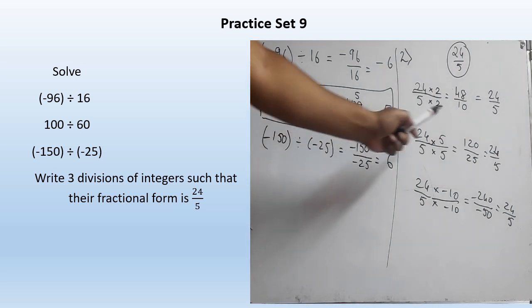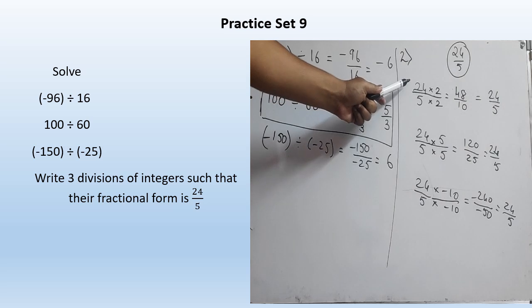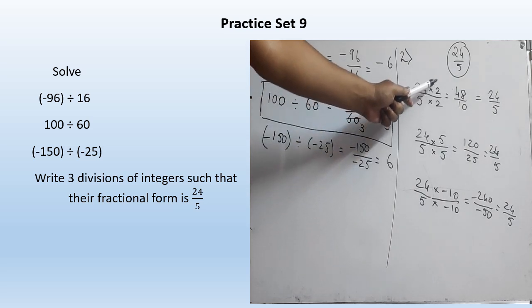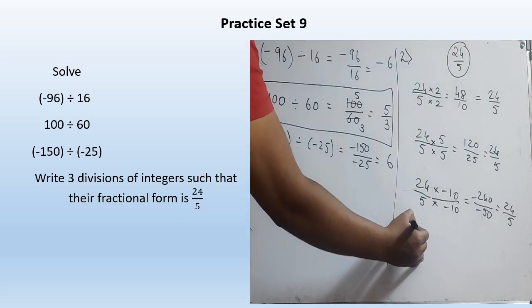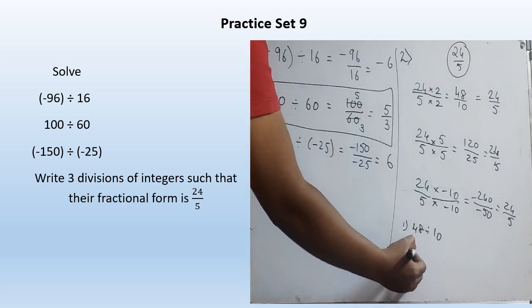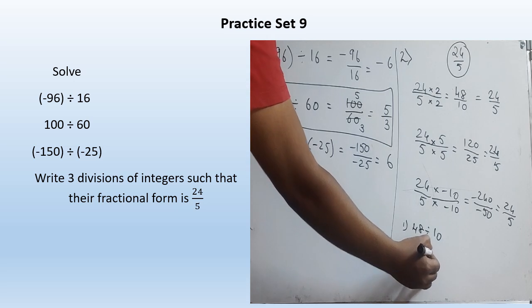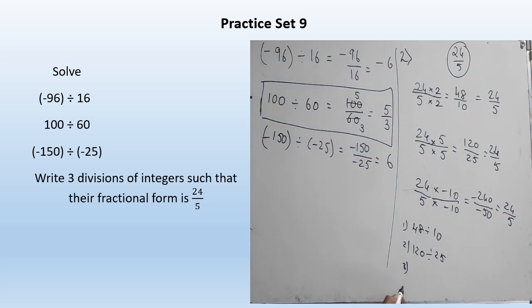Understood what we have done? In order to get 24 upon 5, the only thing I did is multiply 24 upon 5 by a common integer. Okay, so the resultant answer will be, first is 48 divided by 10. Second will be 120 divided by 25. And third will be say minus 240 divided by minus 50. Okay, I hope this is clear to everyone.